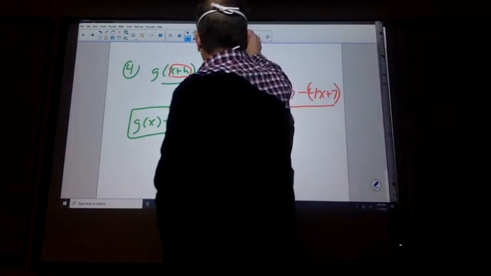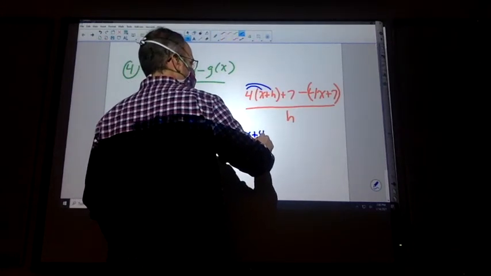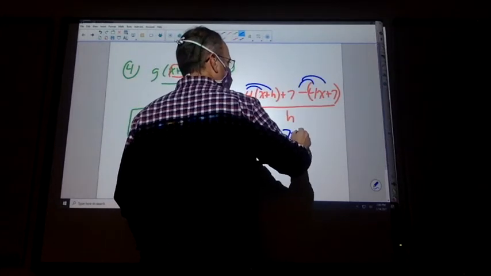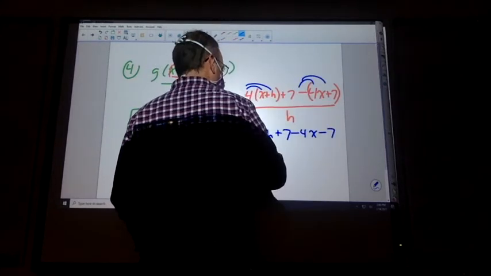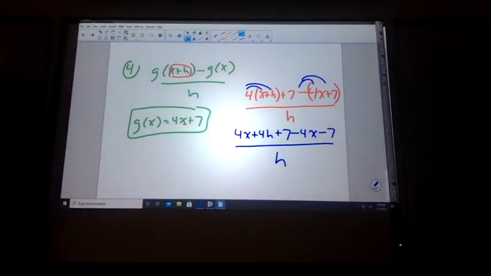Is that okay so far? Okay, let's see what this is. I have to distribute over here, so 4x plus 4h plus 7. Distribute there, so I'm going to get minus 4x minus 7 divided by h. Okay.